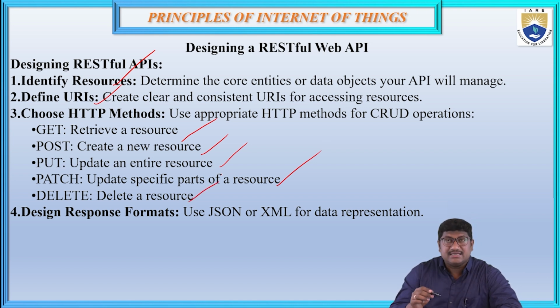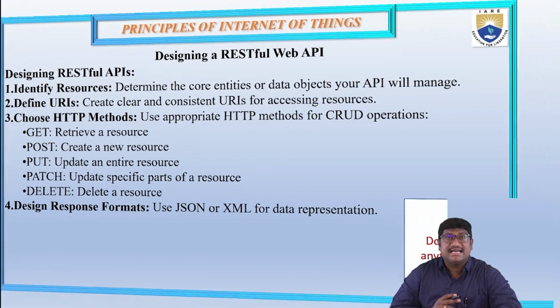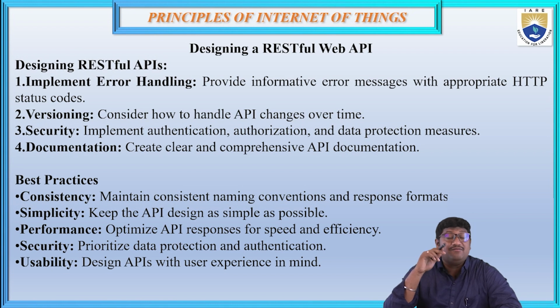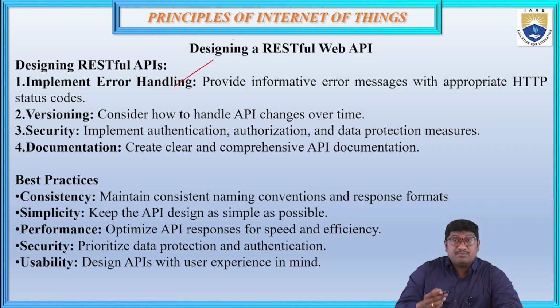These are the HTTP methods, and then designing response formats by using JSON or extensible markup language for data representation purposes. These are the four things which are used in designing RESTful APIs. Along with this, there are some more things which are very helpful: implementing error handling, which provides informative errors with appropriate HTTP codes; versioning, considering what version has to be utilized; security, implementing authentication, authorization, and data protection; and documentation, where you should provide clear and comprehensive API documentation.